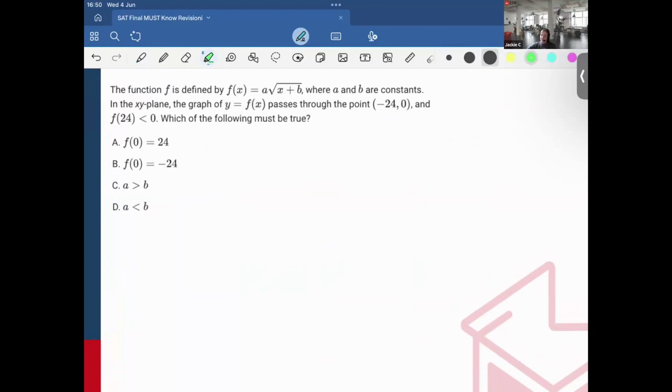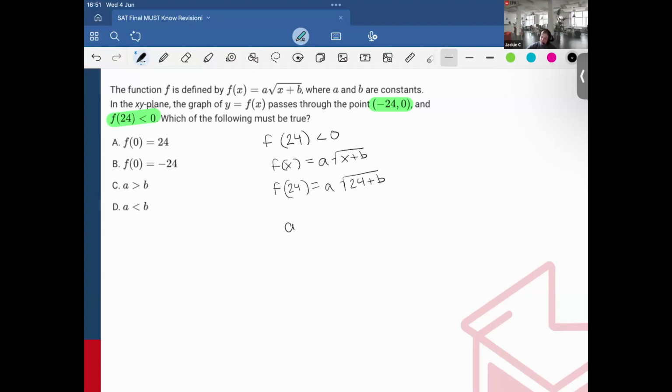So here, whenever they give 2 pieces of information, it's good to plug them into the function and see what the output actually is. So I'm going to do that for f of 24 less than 0. And we're just going to go ahead and put it into our provided function. So I just put 24 and we'll plug in 24 for x. And note in the problem it says f of 24 is less than 0. So if f of 24 is a square root of 24 plus b, this is all less than 0.